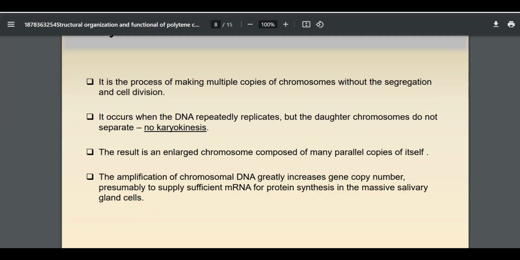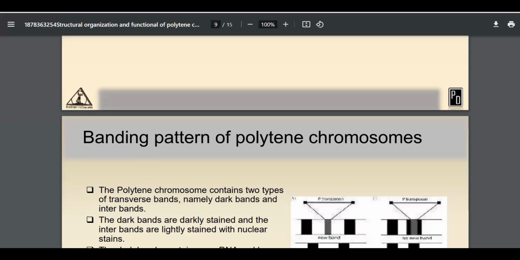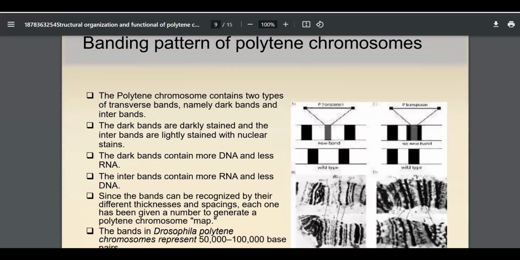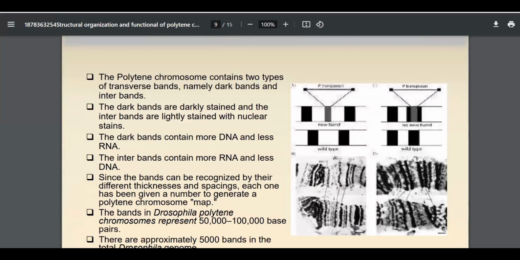Now, what about the mRNA formation, protein synthesis in the glands then? If so many chromosomes are formed, but they are not going to be in the interband section, then what about their expression, right? So this is the banding pattern. We'll come to the expression part after going into the details of these banding patterns.